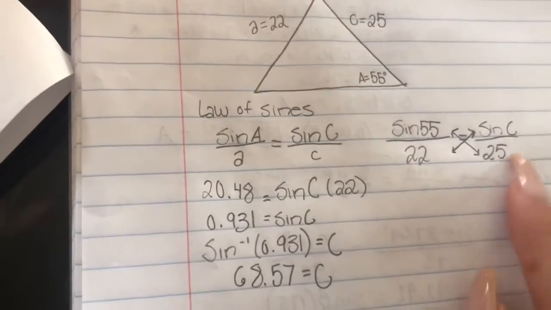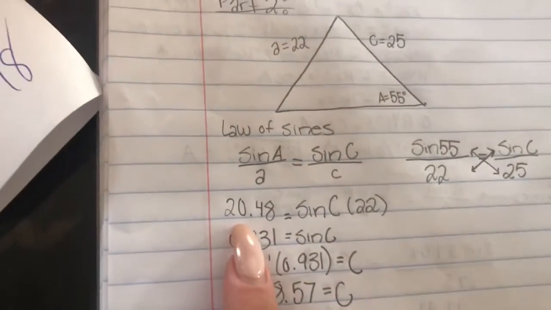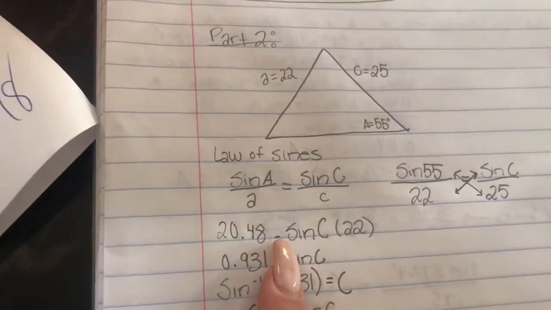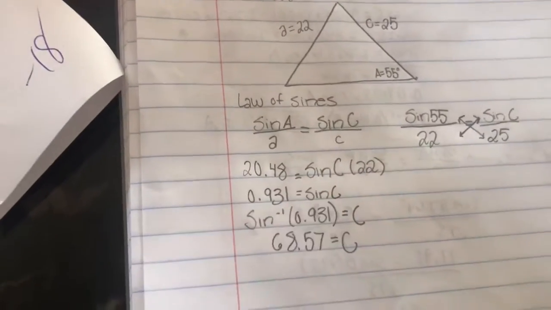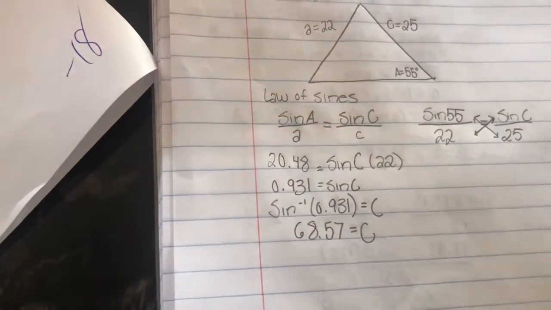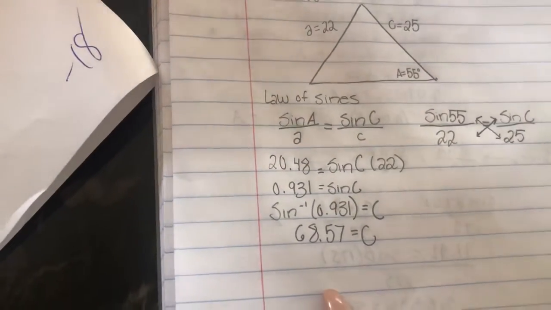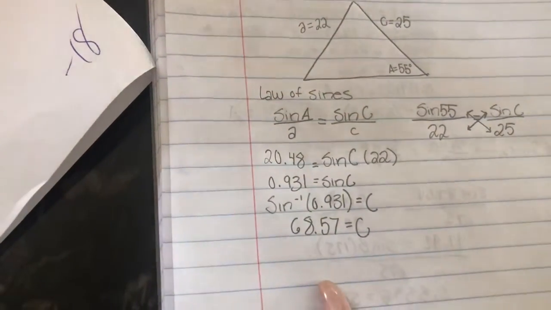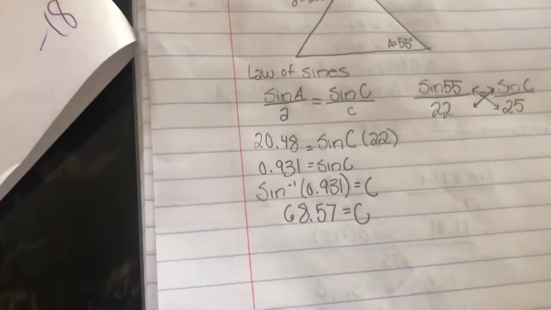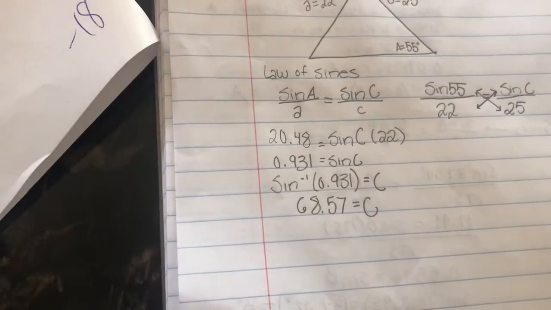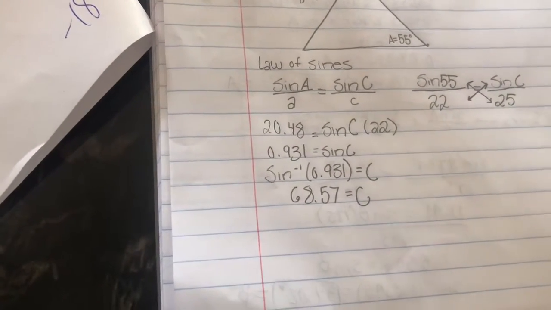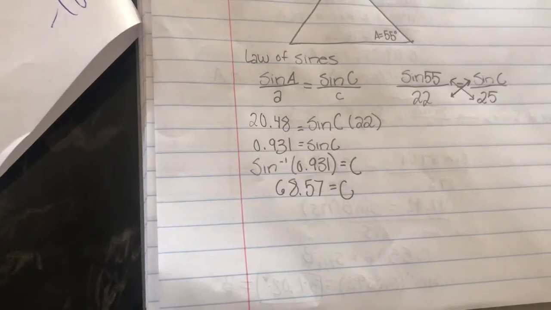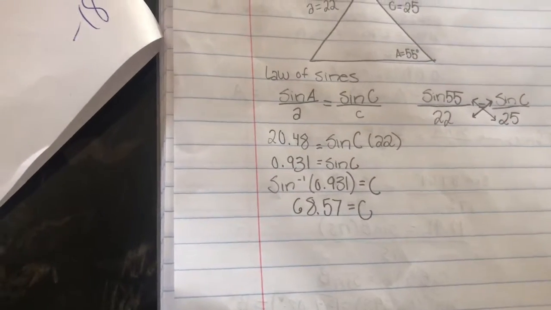The sine of 55 times 25 is equal to 20.48, which is going to be equal to the sine of C times 22. So if you divide both sides by 22, it's going to equal 0.931, which is equal to the sine of C. And then you're going to do the inverse sine of 0.931 to equal C. So you find that your angle measurement is 68.57.